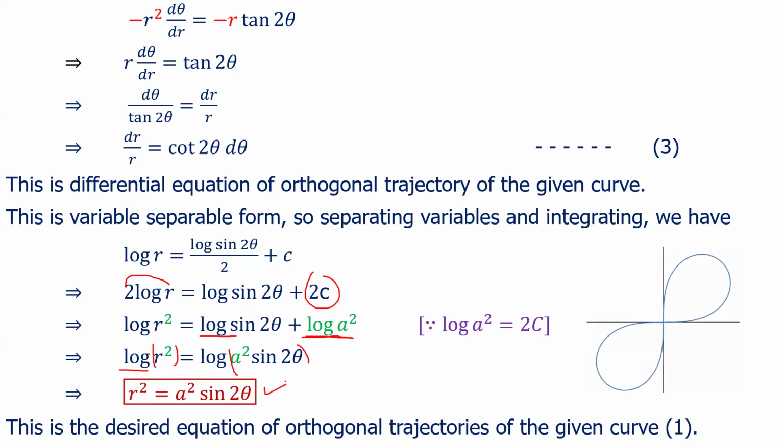Now, this is the curve r square equal to a square sine 2 theta, and this is nothing but the orthogonal trajectory of the given curve r square equal to a square cos 2 theta. Thank you.